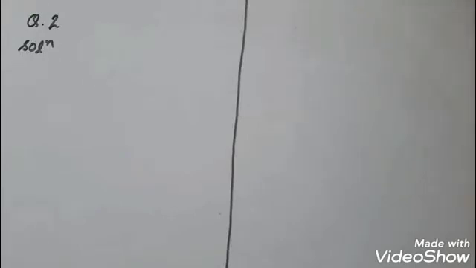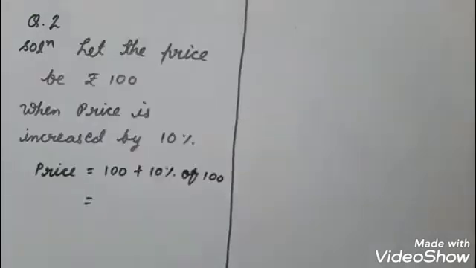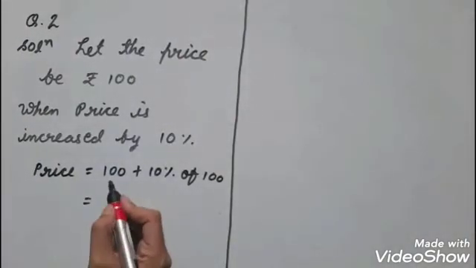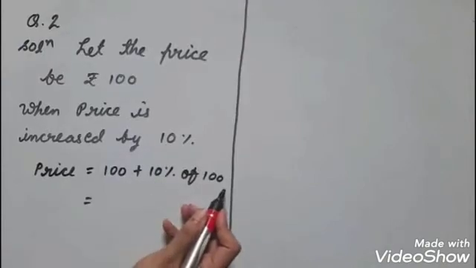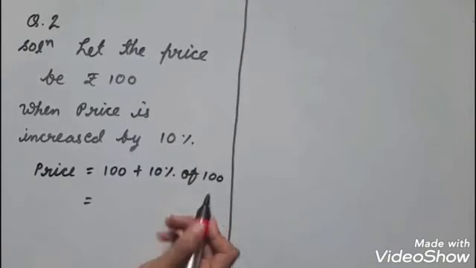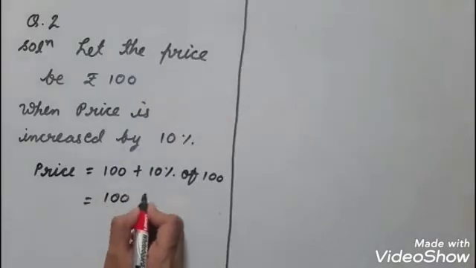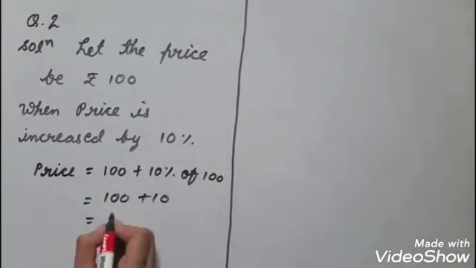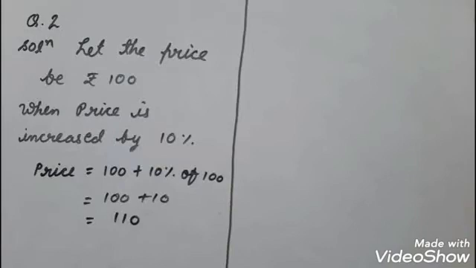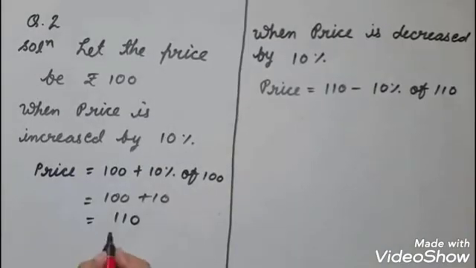So first of all, assume it as 100. When the price is increased by 10%, the new price is 100 plus 10% of 100, and 10% of 100 is 10. So 100 plus 10. After increasing, the amount is 110. So the new price is 110.